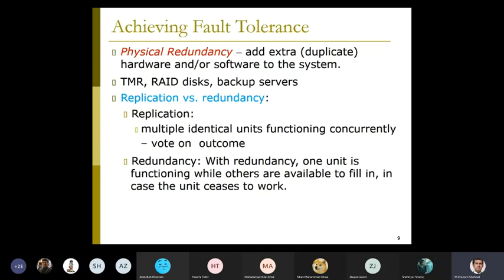Okay, well, enough of this. Can anybody tell me what replication and redundancy are, and how they are different, if they are?